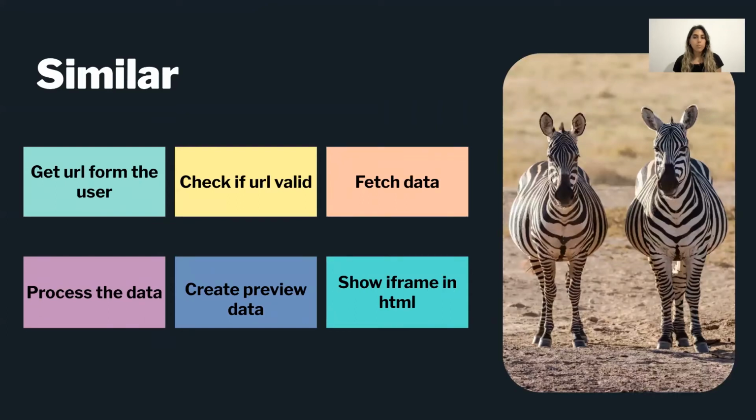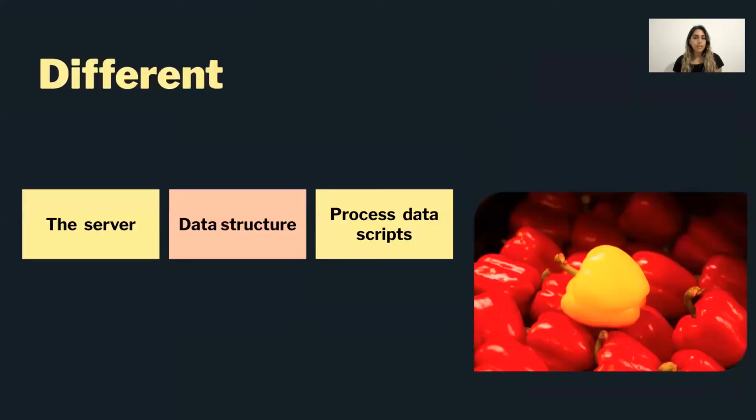Getting the URL from the user and checking if it's valid, fetching the relevant data, processing the data by running some script, creating the preview data block, showing an iframe in HTML. The differences are the server that we are fetching the data from, the data structure that is returned from the server, and the scripts that are required for processing the data.